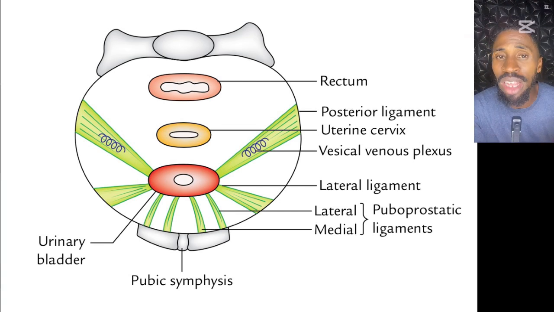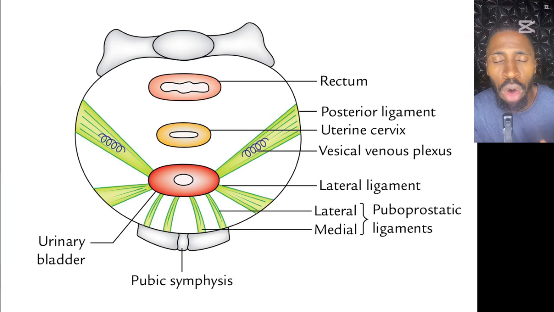Last but not the least is what we call the puboprostatic ligament. The puboprostatic ligament holds the neck of the bladder in place. So you have two puboprostatic ligaments: the median puboprostatic and the lateral puboprostatic ligament. Don't forget it. All these ligaments fix the bladder at different sides. You can also look at it in your atlas so you can appreciate it more. So write it down. Four ligaments. You have the median umbilical ligament.